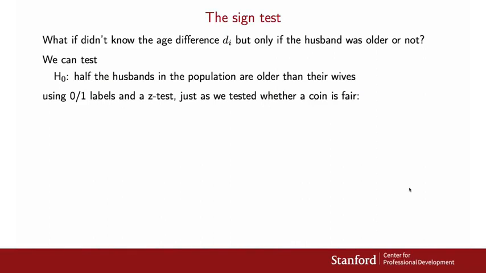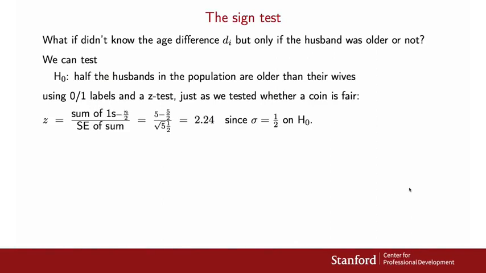Remember, this is really the same thing that we looked at when we tested whether a coin is fair. So the z-statistic is simply the sum of the ones minus the expected value, and so we have n trials, and each has a chance of a half of coming up 1, divided by the standard error of the sum. So in this case, a label 1 would mean that the husband is older than the wife, and a label 0 would be the other way around. So the z-statistic is 2.24, and now we can draw a normal curve, and we have to look up the area to the right of 2.24, and that area is 1.25%.